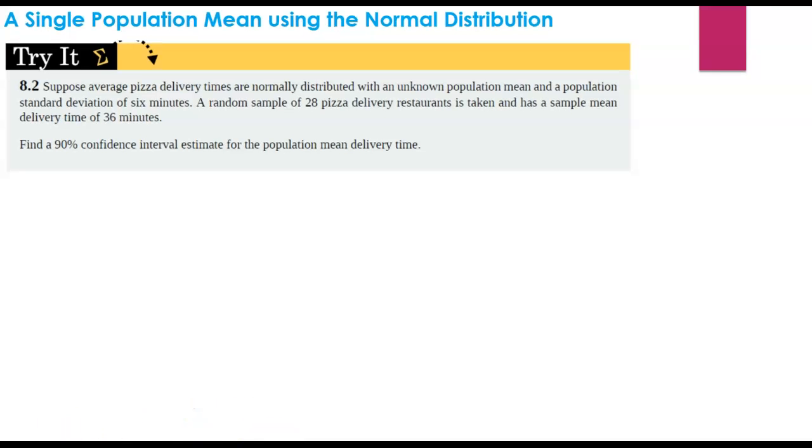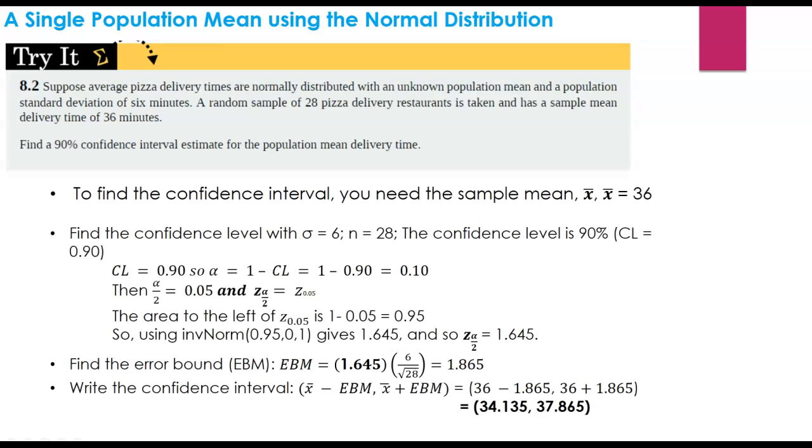In this case, the result is similar to what we just did in the example. To find the confidence interval, you need a sample mean, x bar. X bar is 36. Our calculation for the confidence level of 90% is the same as what we just did. We get a Z score, Z of alpha over 2, is 1.645. Our error bound measure is 1.645 times 6 over the square root of 28, which is 1.865, giving us a confidence interval of 34.135 to 37.865. You would then interpret that data below.